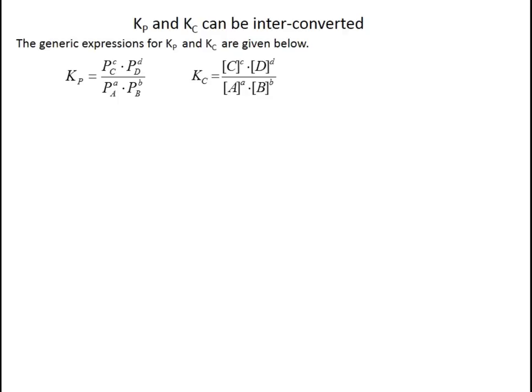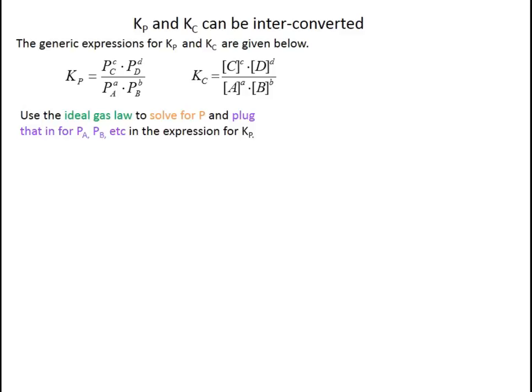Now, I wanted to also explain there's an equation that allows you to interconvert Kp and Kc. They are not necessarily the same value. We'll talk in a minute about when they are the same. But there's an equation to interconvert them, and I wanted to show you how you derive that equation. It isn't really very complicated. These are the two expressions, the one on the left for Kp and the one on the right for Kc. If we use the ideal gas law and we solve for pressure and we plug that into Pa, Pb, all of that in the Kp expression, then that will allow us to discover the mathematical relationship between Kp and Kc.